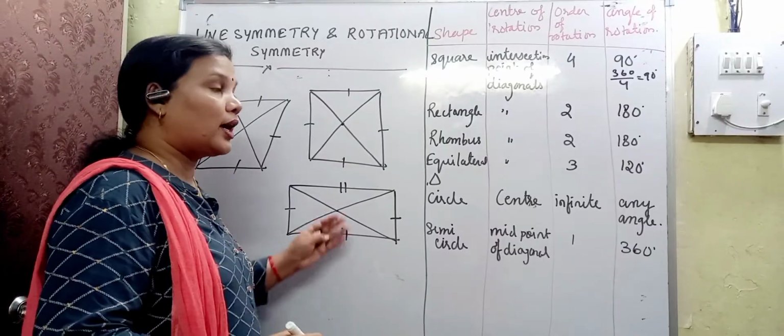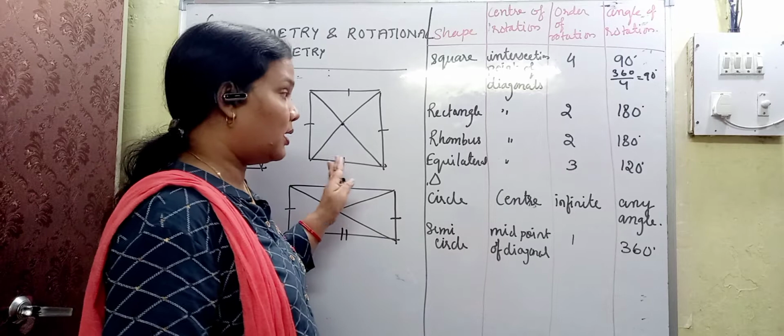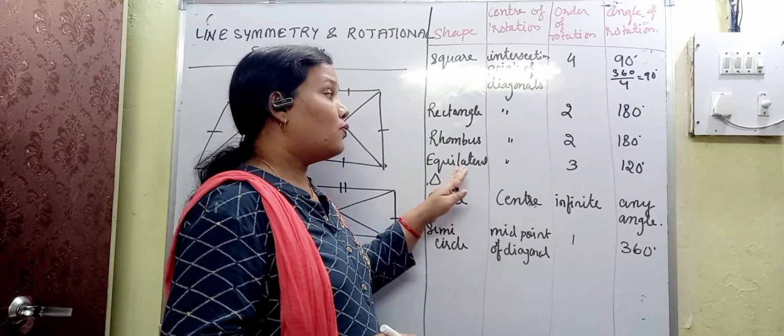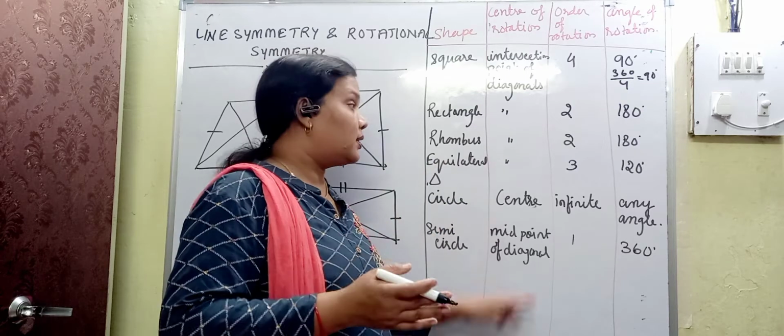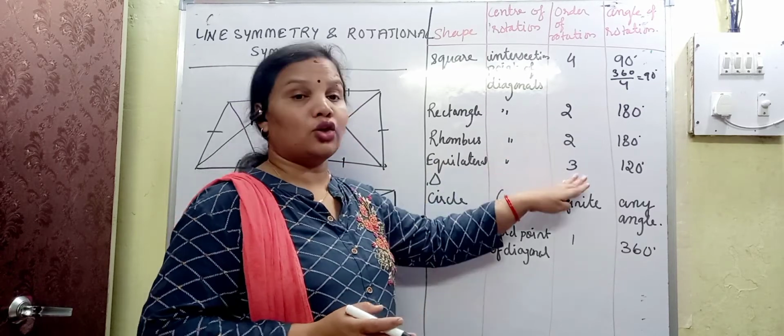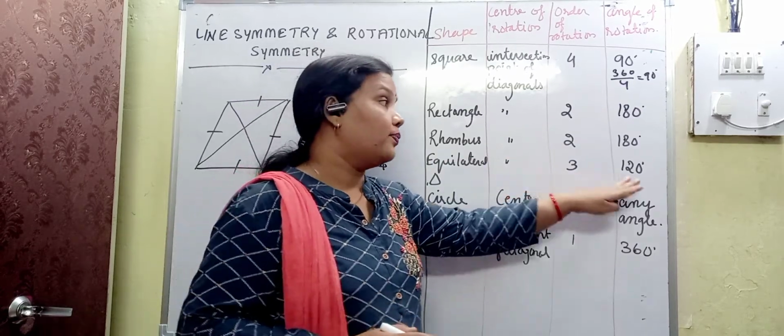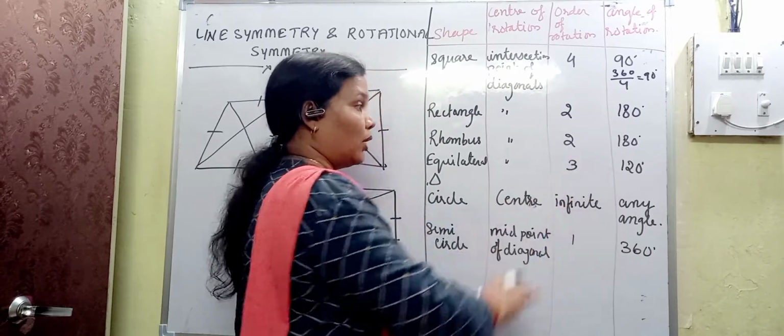Now the equilateral triangle, which you had discussed in the previous question also. For an equilateral triangle, the intersection point is its center of rotation, and the order of rotation is 3 and the angle of rotation is 120 degrees.